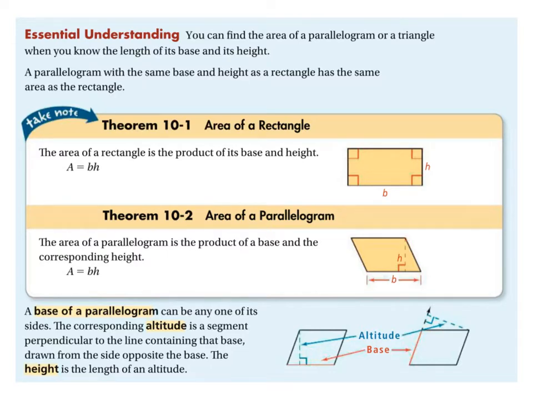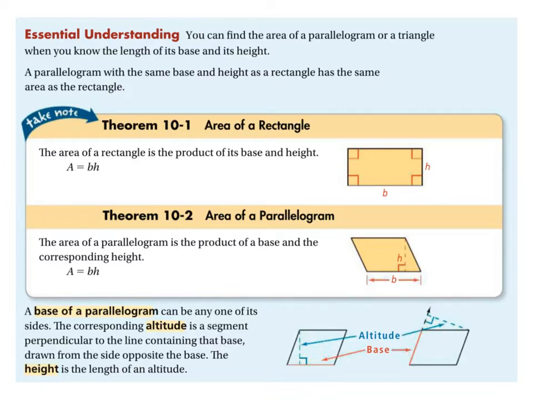Now you can see here, what are we using as an altitude? When we call an altitude, we say we're dropping a vertical line straight down from this top side to the base. In a parallelogram, you can say that this is the altitude if we're sitting on this side, but you could also be sitting on this side and this is the altitude.